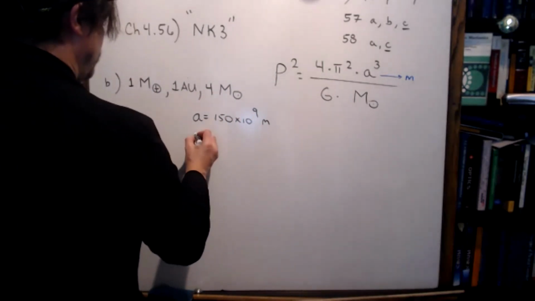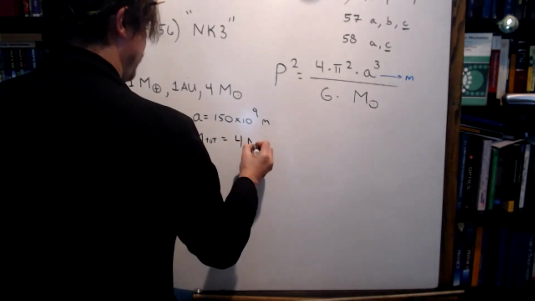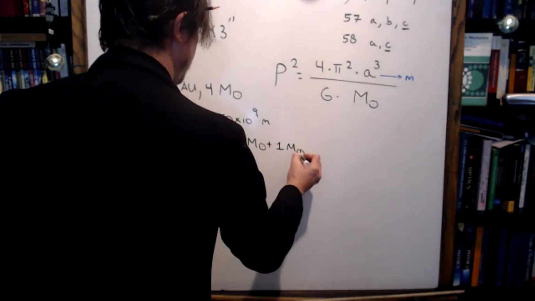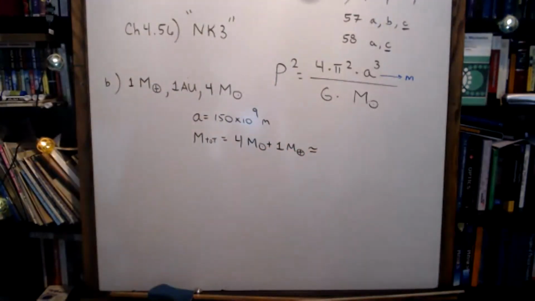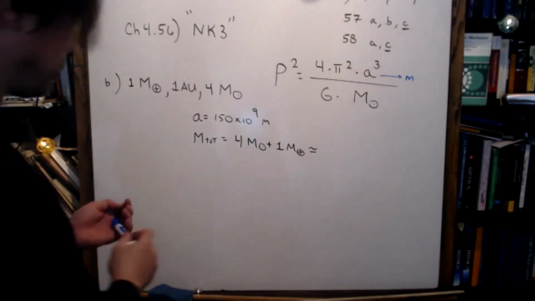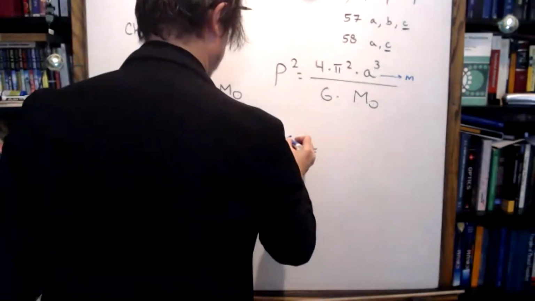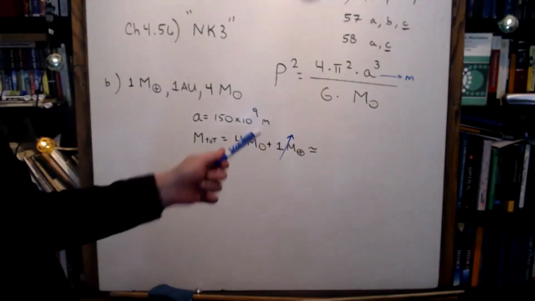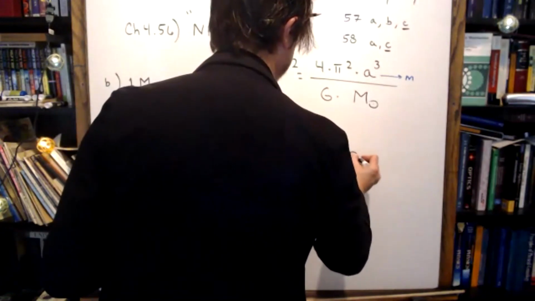So what would the total mass be here? If it's 4 times the mass of the sun plus 1 times the mass of the Earth, how would you simplify that? 4 times the mass of the sun? Yeah. In other words, we still neglect the mass of the planet, but we cannot neglect the mass of the star, so it's going to be 4 times the mass of the sun.